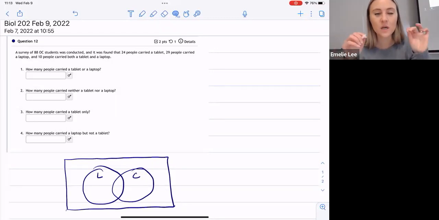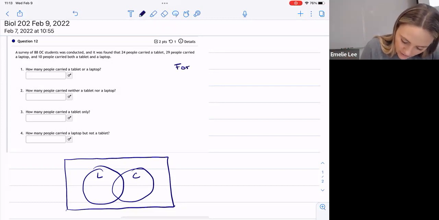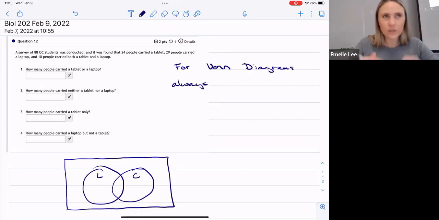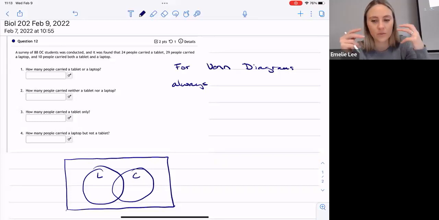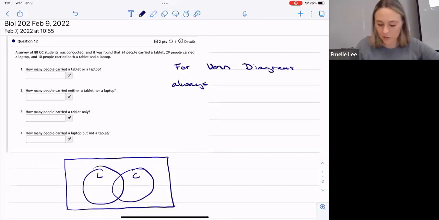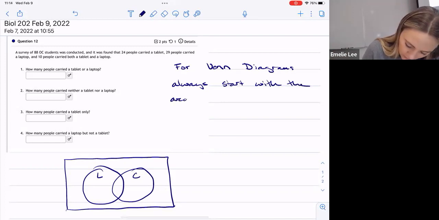For Venn diagrams, always start with the value with the most overlap and then just kind of bloom out from there, because otherwise you're going to double count stuff, which you don't want to do, right? So for Venn diagrams, always start with the area with the most overlap.